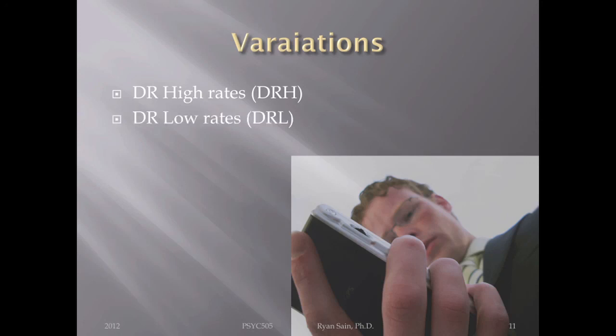Right? A DRL is kind of the other side of this, right? Differential reinforcement of low rates. I will allow you to speak out of turn, but as long as you only do it once or twice an hour, then you'll get the reinforcer. In other words, it'll be a negative reinforcer. You'll avoid going to timeout, or you will avoid getting in trouble.